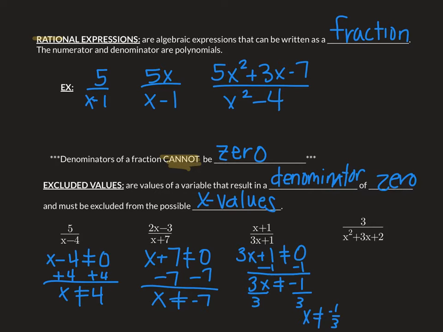Okay, well, what about this next one that is really fun? What about the polynomial 3 over x squared plus 3x plus 2? If I know the denominator cannot be 0, and just to save room, I'm just going to write this here. I know this denominator can't be 0. How am I going to figure out what x is?